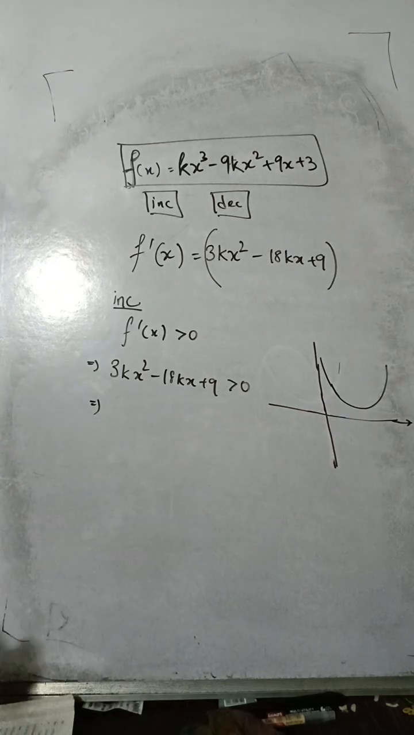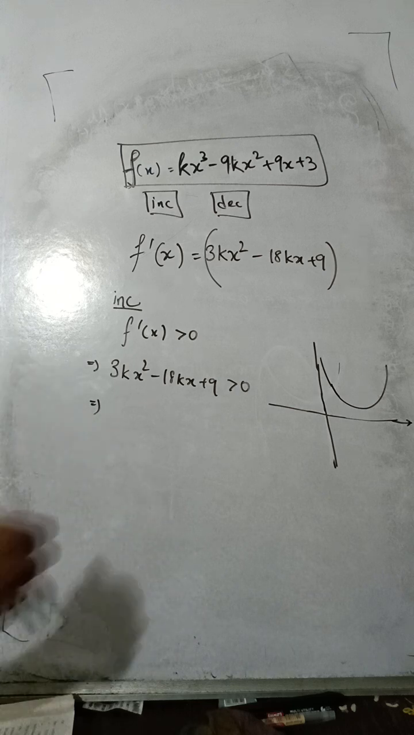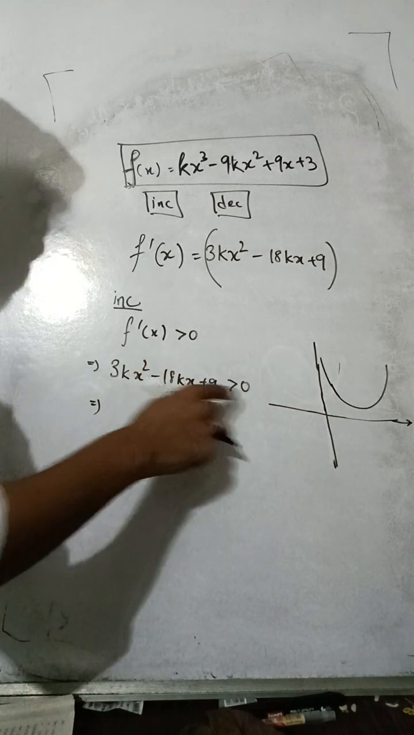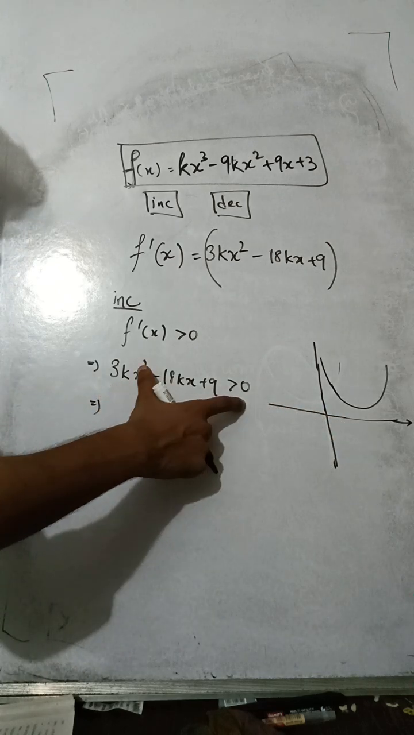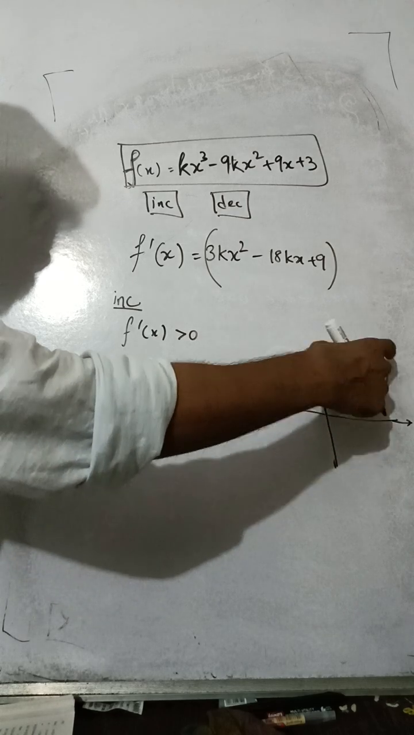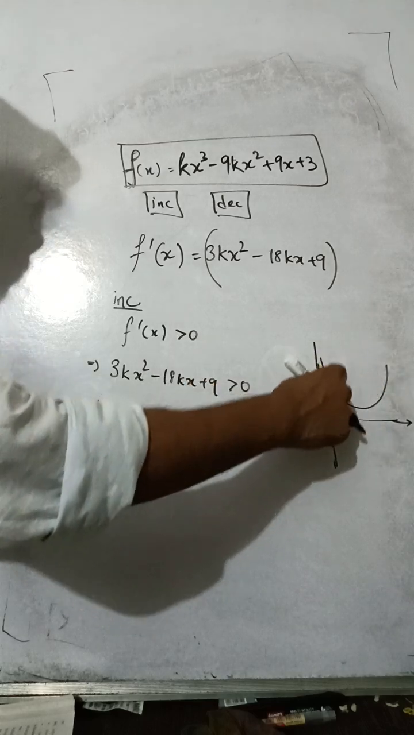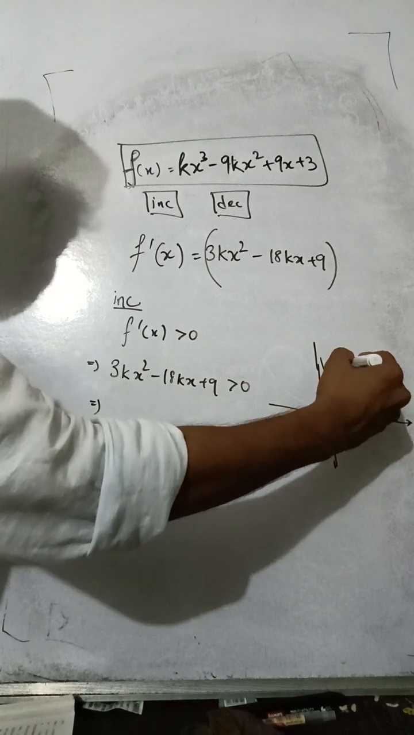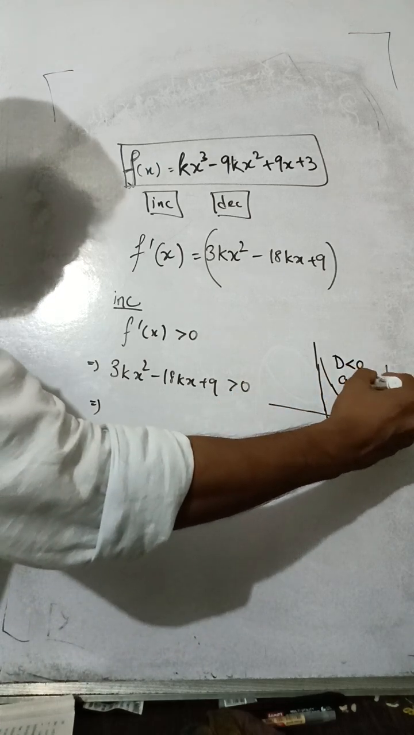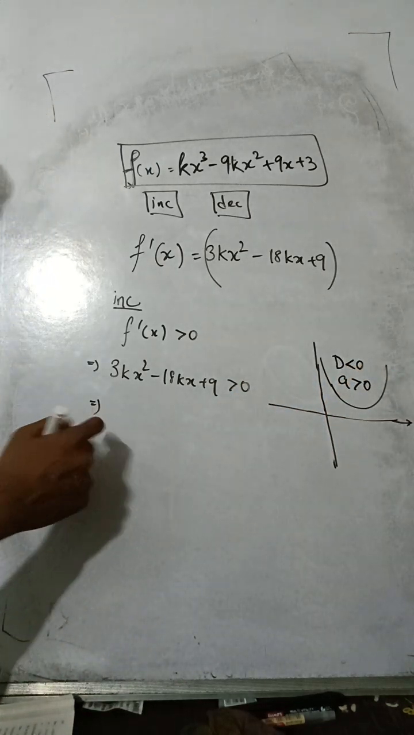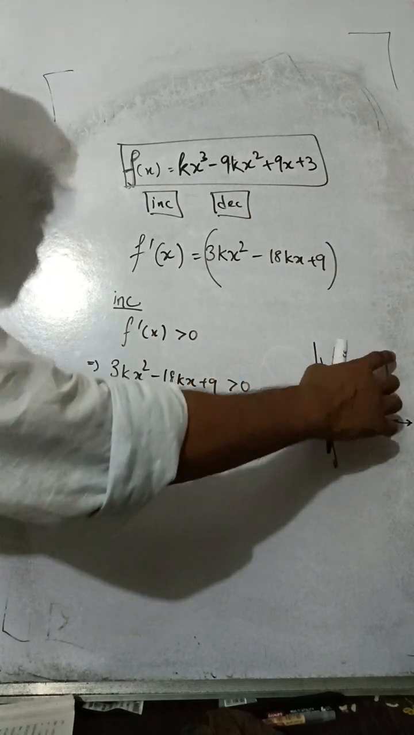How can I say that it will not touch the x-axis? I'm sure because if it touches the x-axis, then y will be 0 there, right? But we have a quadratic which is always positive, so this y must be floating above the x-axis. So this is the reason why it should be smiling. In a smiling one, we know that D is less than 0, and since it is smiling, a should be positive. This is how our curve should look.